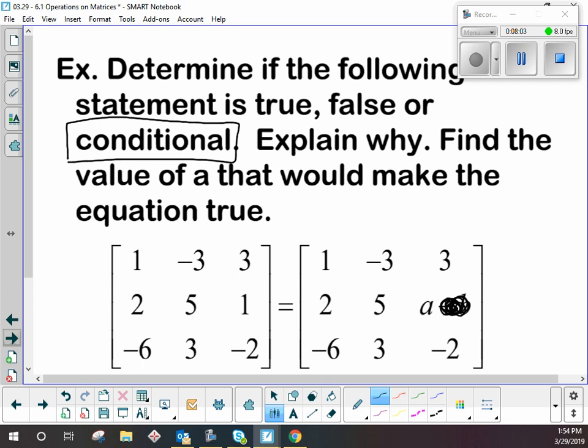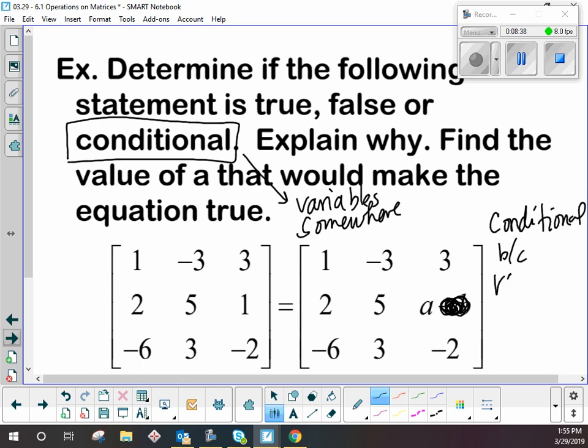Jasmine? If A equals 1. Because what do you notice about every other entry, corresponding entry? They're the same. So this is conditional. So make a note somewhere, because you might forget later, like when you go to do your homework, and it's like, I don't remember what she meant about conditional. Basically, if there's variables there, the answer is conditional because there are variables.